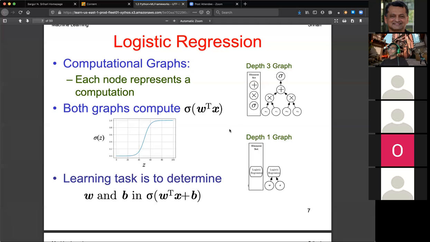The code we're going to see is not just to implement these steps in Python to compute sigma of W transpose X. We will actually look at the machine learning code that figures out what should be the value of W and what should be the value of B. We'll actually look at the machine learning code. So the next slide is going to give you, we need some math here.